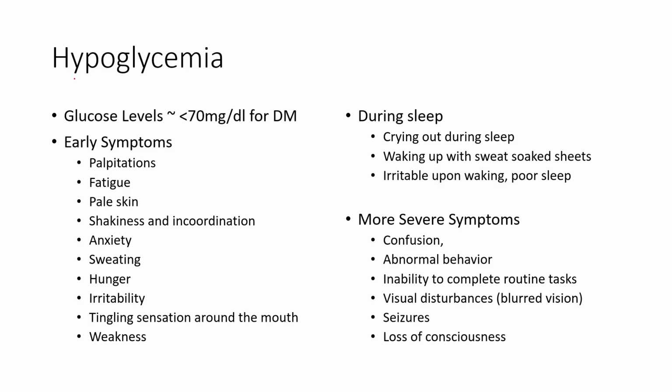So hypoglycemia is when we have glucose levels below 70 milligrams per deciliter for a diabetic. And again, everyone's a little bit different. You always kind of go by their historical trends, but typically we use less than 70.